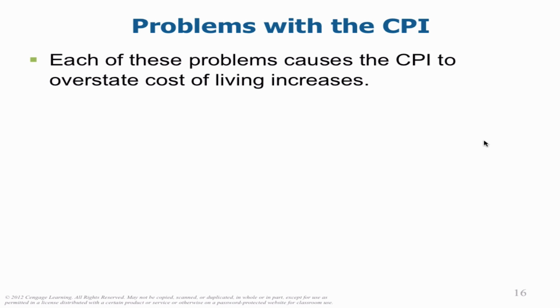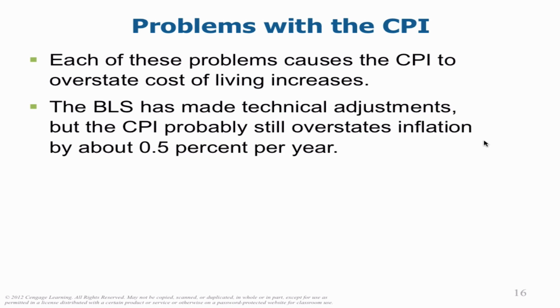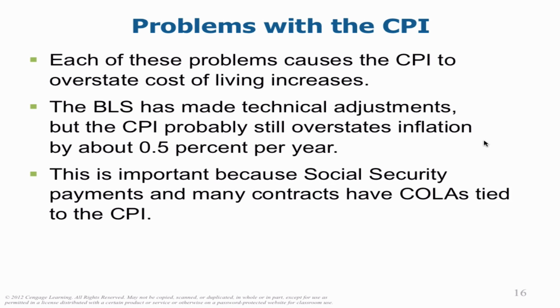So all of the problems that we've listed here cause overstatement. And the Bureau of Labor Statistics makes technical numerical adjustments when they publish their figures, but near as we can guesstimate, essentially they're overstating by about 0.5% a year. It's still better than guessing overall. It's a reliable-ish source of information.